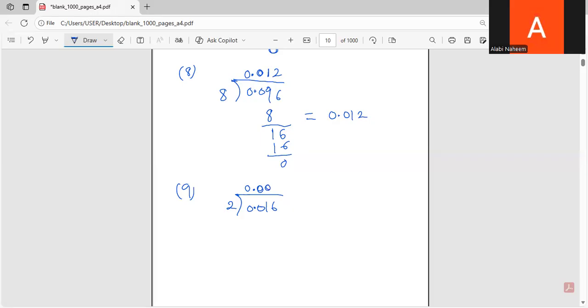Remember I said anytime the first number in the dividend is less than the divisor, you write 0. You can now proceed with two numbers. You can now say 2 in 16. That's 8. So 2 times 8, 16, subtract. 16 minus 16 is 0. End the division. So our quotient is 0.008. 0.008 is the quotient.